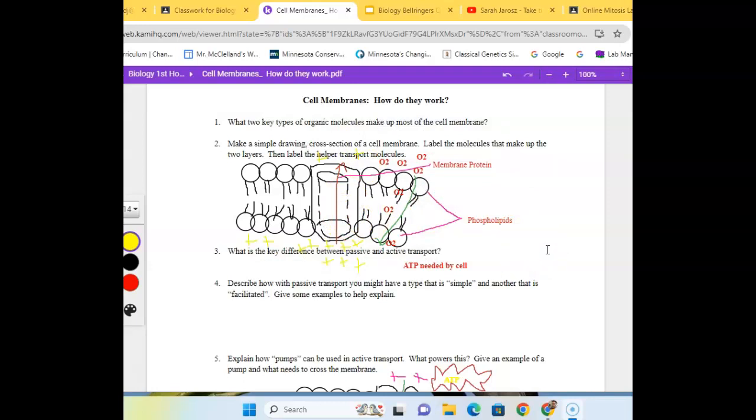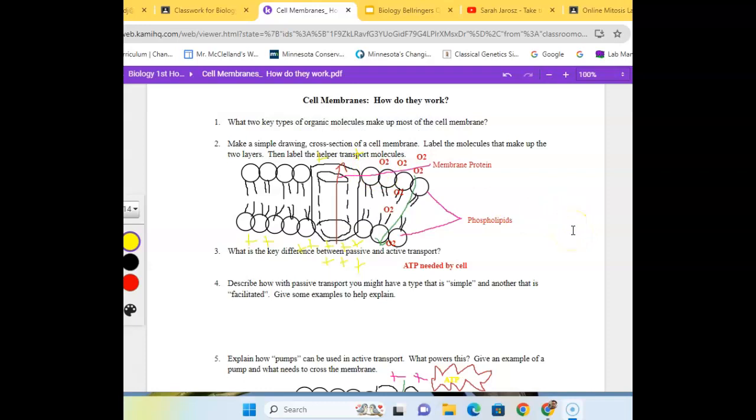All right, so active transport requires energy by the cell. Passive transport does not. Passive transport might be simple versus facilitated, so simple diffusion versus facilitated diffusion. Facilitated diffusion means diffusion like these pluses here, going through the membrane protein doorway to an area of lower concentration. That would be an example of facilitated diffusion. It's using one of the protein doorways.